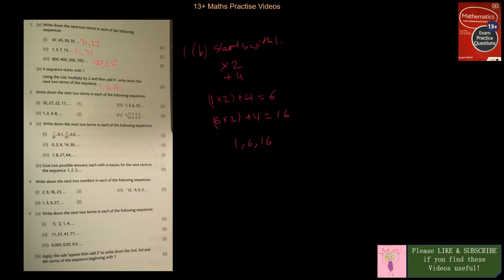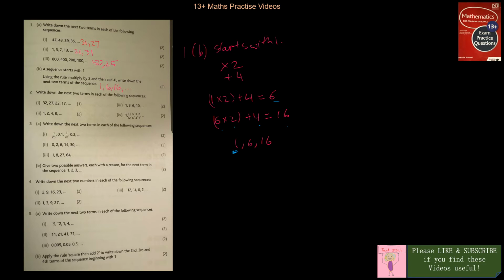If we go to B, this is saying the sequence starts with 1, using the rule multiply by 2 and then add 4. We use this rule to get to the next term of the sequence. Because it starts with 1, 1 is my first term. The next one is 1 multiplied by 2 and then add 4. So 2 plus 4 is 6, and then use the same with 6. 6 times 2 plus 4: 12 plus 4 is 16. So 1, 6, 16. Those are my three terms in the sequence.